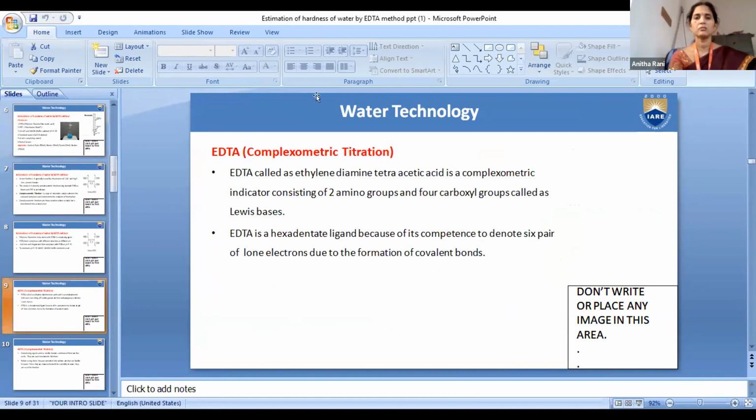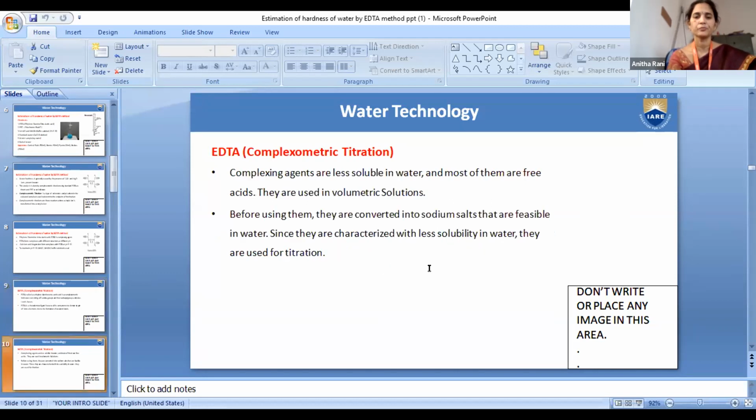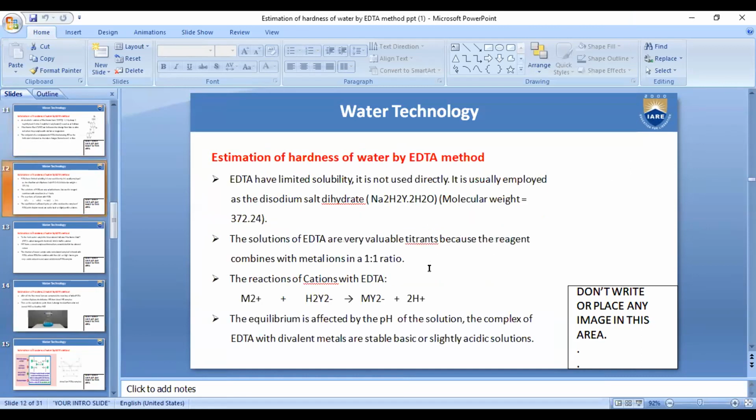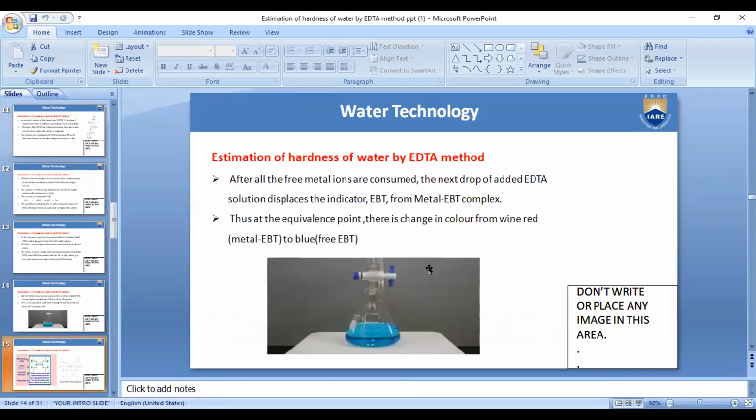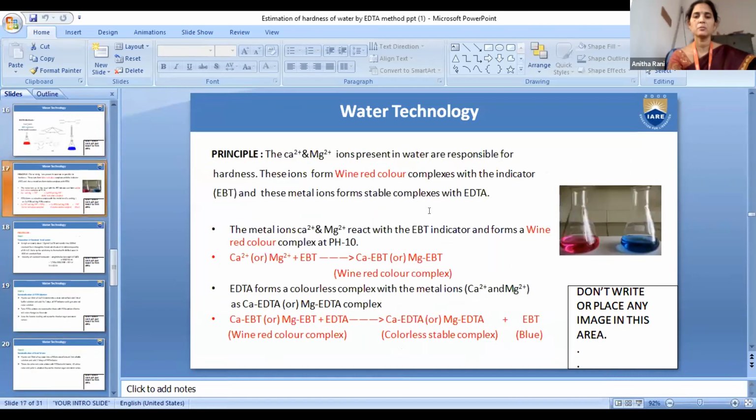Yesterday we discussed that EDTA is a hexadentate ligand, because it has 6 lone pairs of electrons. It will donate these electrons, sharing them with the metal ions, calcium and magnesium, and form covalent bonds. So we discussed the principle yesterday.